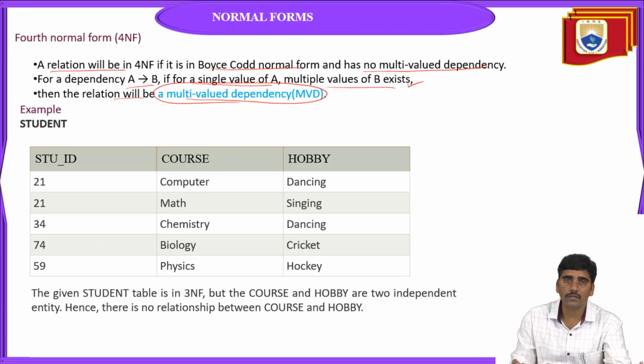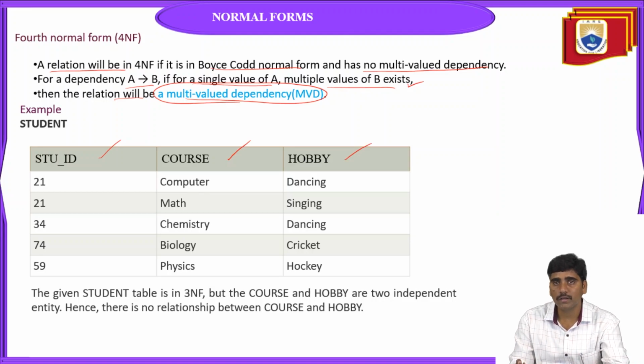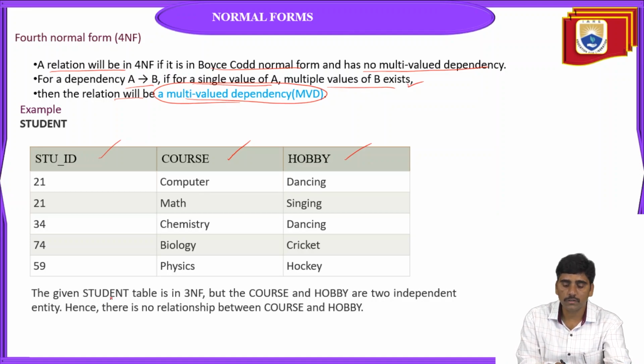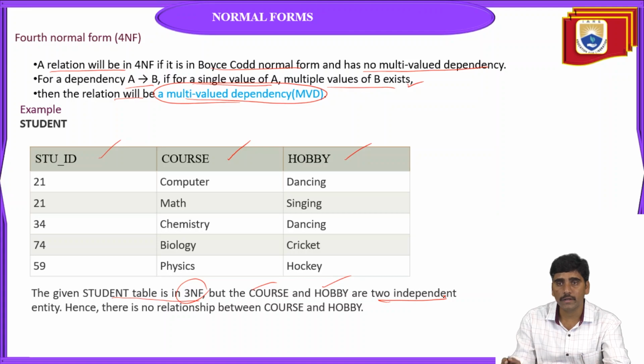So it contains what? The student ID, student course and a hobby. So it should not have any multi-value dependency. So the attribute does not have multi-values. The given student table is in third normal form, but the course and the hobby are two independent entities. Hence, there is no relationship between course and hobby.